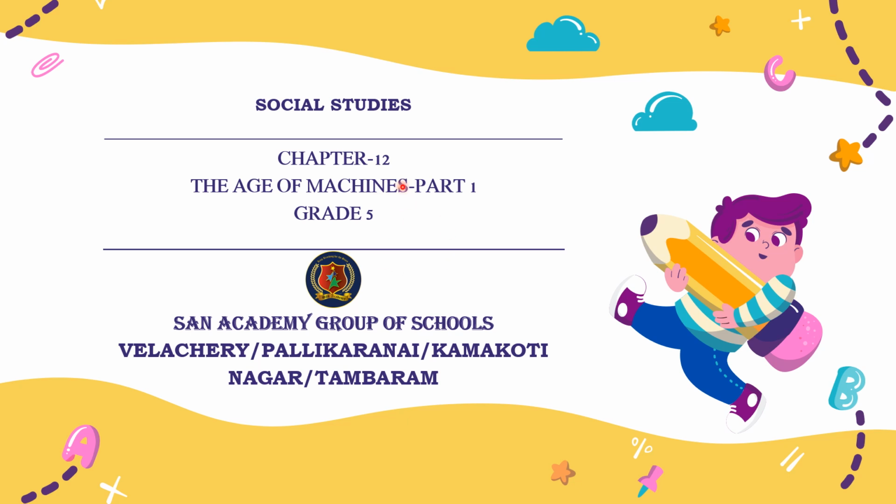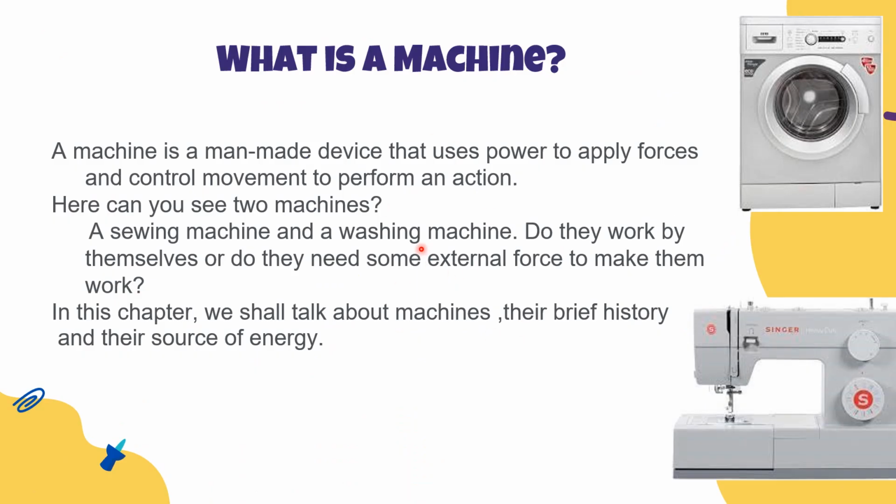Happy day children, this is class 5 SST, chapter 12, the age of machines, part 1. So children, in this chapter you are going to learn about what is a machine, different properties of machines, and what are the energy used for operating the machine.